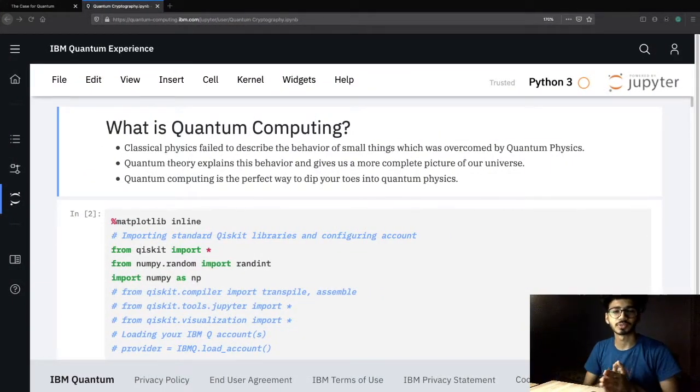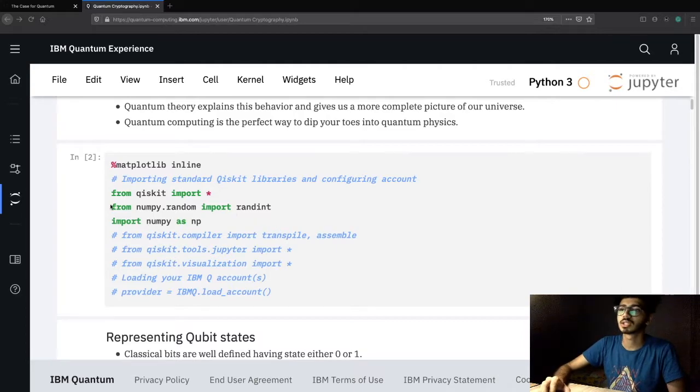What is quantum computing? Classical physics failed to describe the behavior of small things, which was overcome by quantum physics. Quantum theory explains this behavior and gives us a more complete insight into our universe. Scientists have realized that this previously unexplained behavior of performing certain computations, which previously was not possible, is quantum computing. It basically distills the core concepts of quantum physics into its simplest forms.